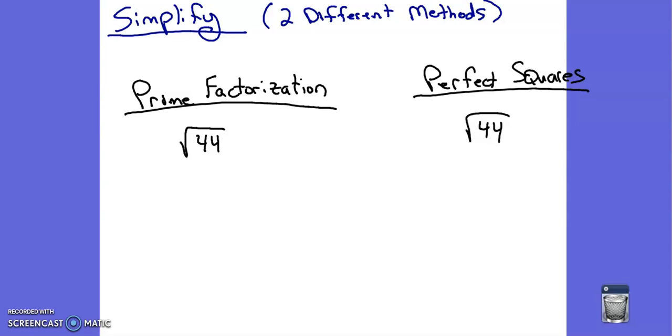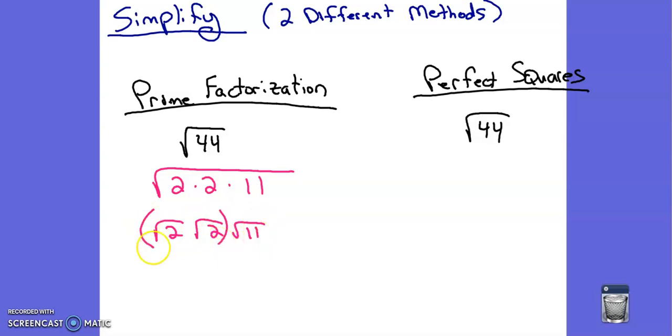Again, both methods. With the prime factorization, if you broke this down to nothing but prime numbers, that would be 2 times 2 times 11. And again, that would be the square root of 2 times the square root of 2 times the square root of 11. Anytime you see a pair, it just goes to a normal number, and the square root of 11 is still stuck inside. With the perfect square roots, if you think of 2 numbers that multiply together to give you 44, that would be 4 times 11, and the square root of 4 is 2. So again, I got the same answer.